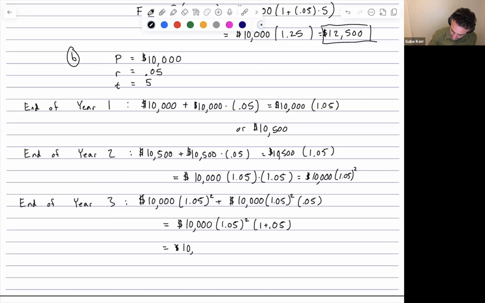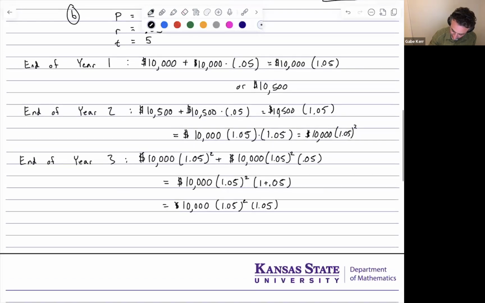Or 10,000 times 1.05 squared times 1.05, or one more time, 10,000 times 1.05 cubed. Now let's see if we can see a pattern. I'm going to go up here. Let's do some circling here.